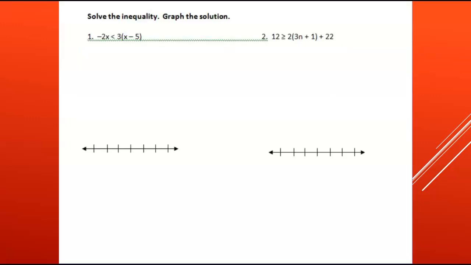Solve the inequality, graph your solution. Negative 2x is less than 3 times the quantity x minus 5. We're going to distribute the 3 to start. Subtract 3x to the left. In inequalities, it's always easier to have your variable on the left.